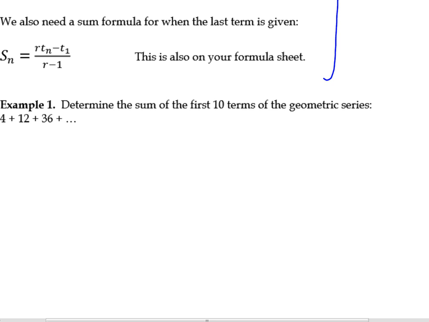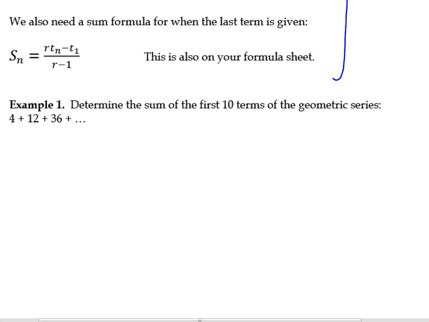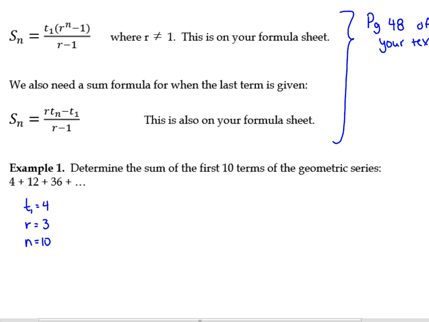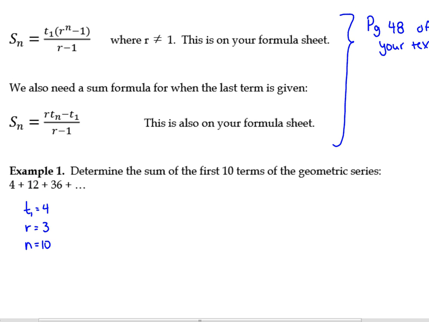Okay, let's see what we have. What do we know here? First 10 terms. We know T1, which is 4. We know our common ratio is 3. Multiplying by 3 each time. And do we know our last term or the number of terms? Number of terms is 10. So because we know the number of terms, then we're going to use the very first formula. Okay, you do not need to memorize these formulas. That's what your formula sheet is for.